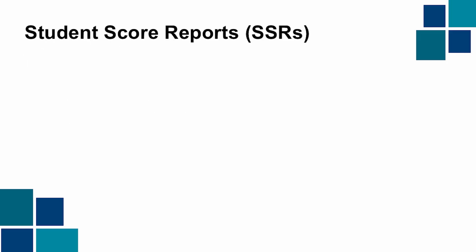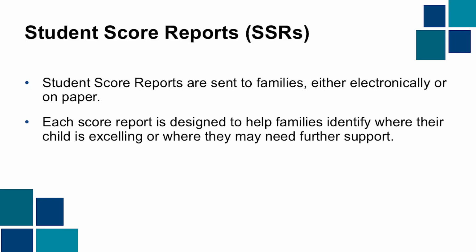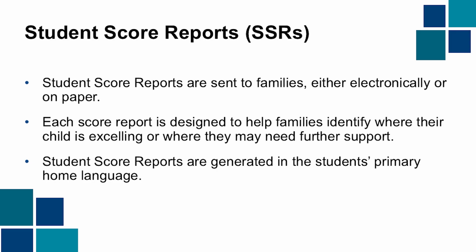Families get access to their student score through the Student Score Reports, which are sent to families either electronically or on paper. Each score report is designed to help families identify where their child is excelling or where they may need further support. Student score reports are generated in the student's primary home language, and local educational agencies, or LEAs, can request additional languages in the Test Operations Management System, or TOMS.